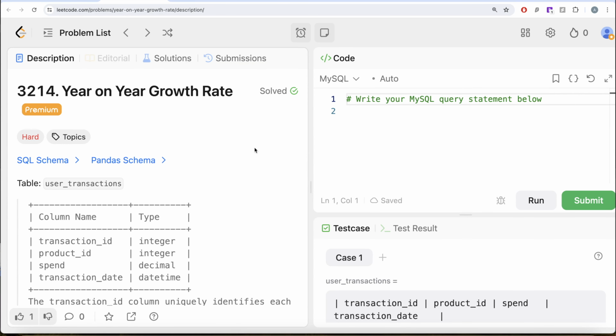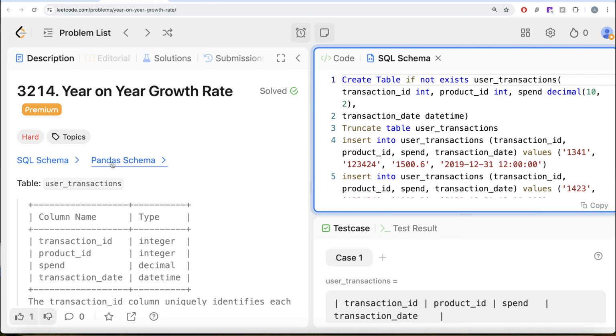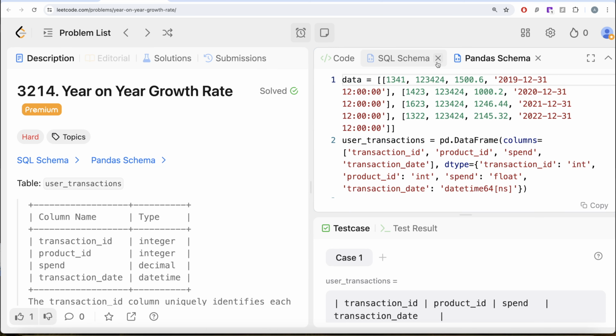This channel, Aware Science, is all about trying to learn various concepts of data science by practicing a lot of questions. In this video, we are going to solve this question on Leetcode regarding year-on-year growth rate. The difficulty level of this question is hard, and I'm going to share the SQL schema as well as the Pandas schema in the description box below.